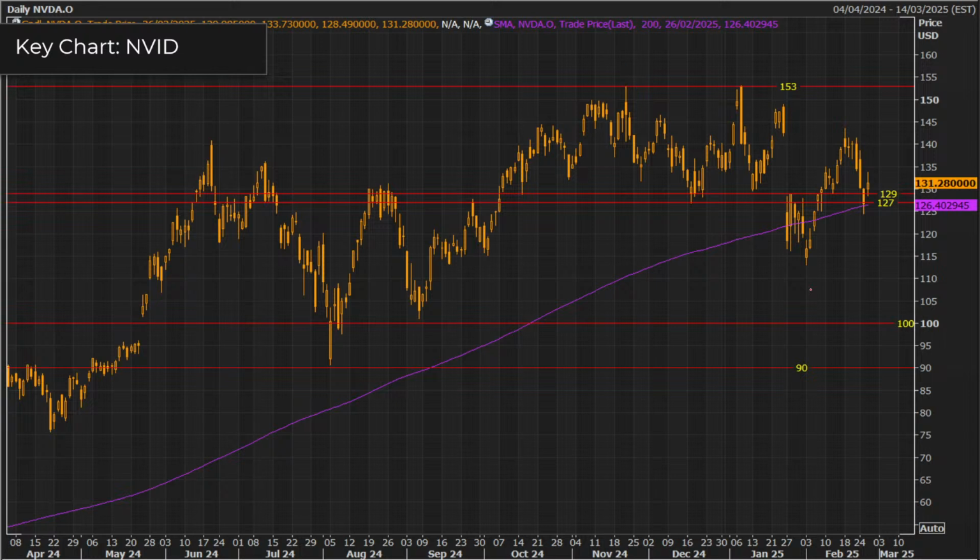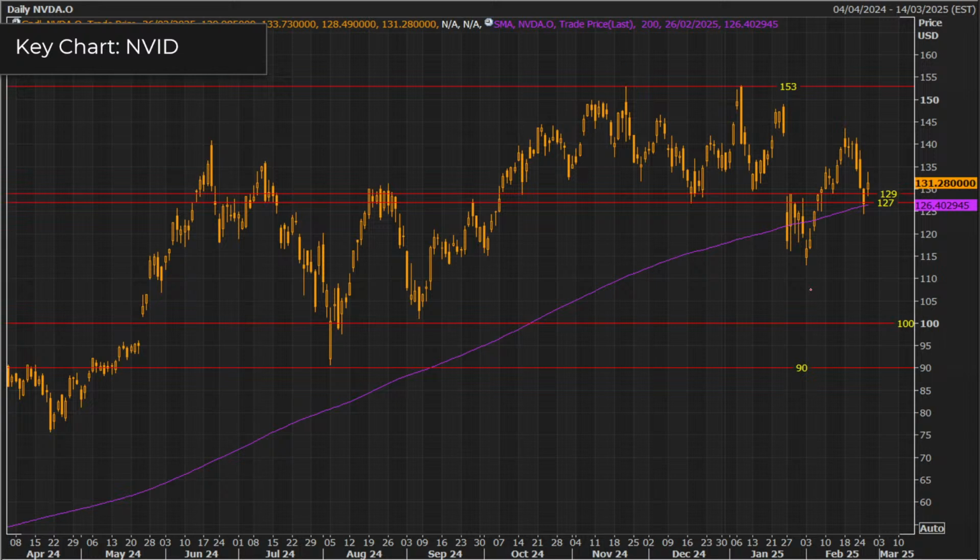Well, look, I think we're back up above that 127, 129 area. We've held on to that 200-day moving average. This is investors' number one favorite pick. It is the number one biggest company in the world for a good reason, and they are not disappointing. I think that's the key takeaway.